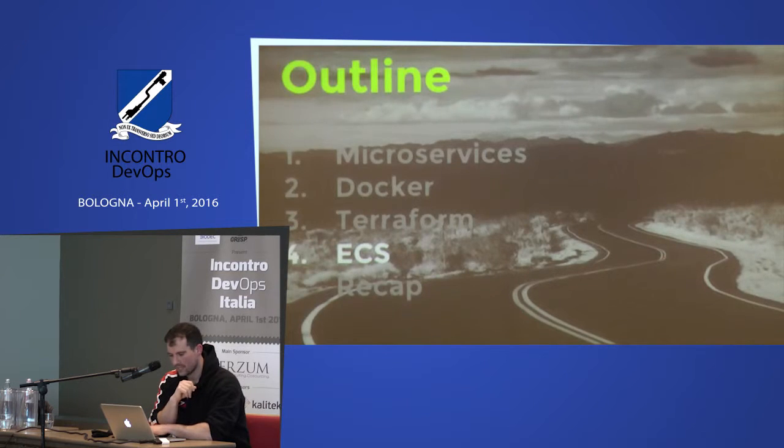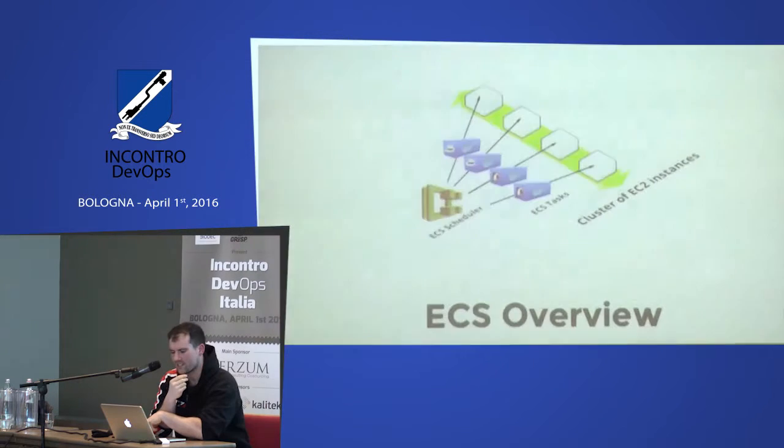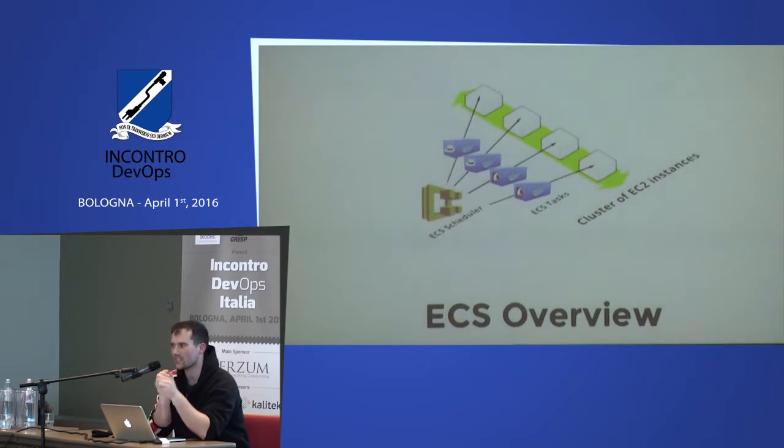Okay, last topic for today is ECS. And that's Amazon's EC2 Container Service. It's a managed service for running your Docker containers on AWS. It's actually really easy to use. The only thing you have to do is get past their terminology. So this is a lightning fast overview. And basically ECS consists of just a few pieces.